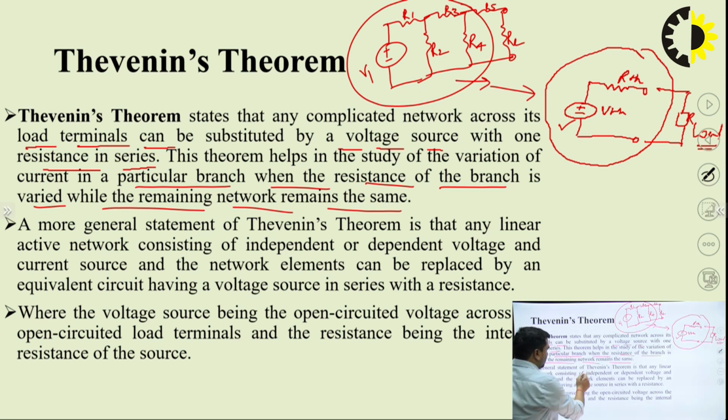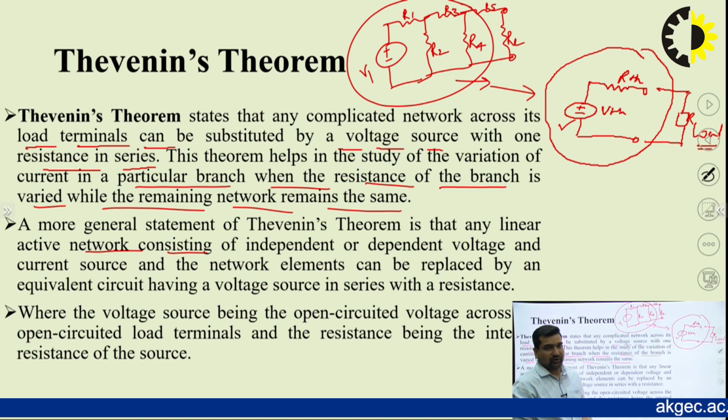A more general statement of Thevenin's theorem is that any linear active network that consists of independent or dependent sources. Independent sources are fixed: their values are not going to change with time, and they are not dependent on other parts of the system. Dependent means they are dependent on other parameters of the network. That is the main thing. Independent means they are fixed, not dependent on the other parameters of the branch of the circuit. But dependent sources depend on some other values.